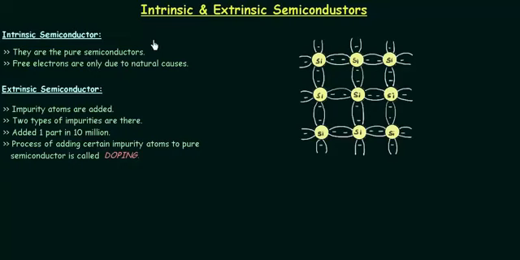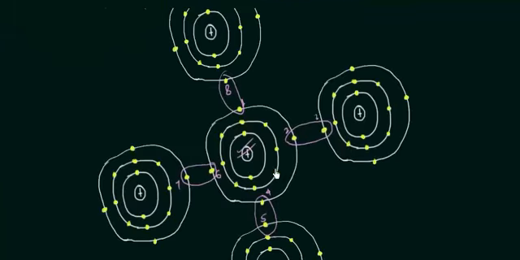In this presentation, I will teach you intrinsic and extrinsic semiconductors. In the last lecture, I explained how silicon and germanium form 4 covalent bonds to attain the noble gas configuration. In this case, we have a silicon atom, so we require 4 additional silicon atoms to donate 4 electrons so that we have 8 electrons in the outermost orbit.